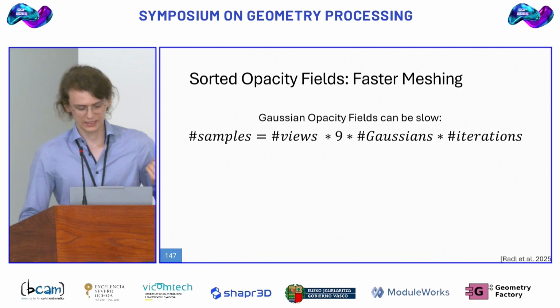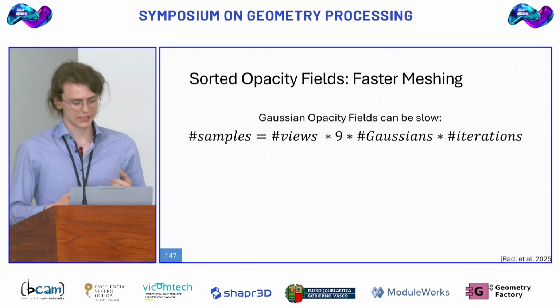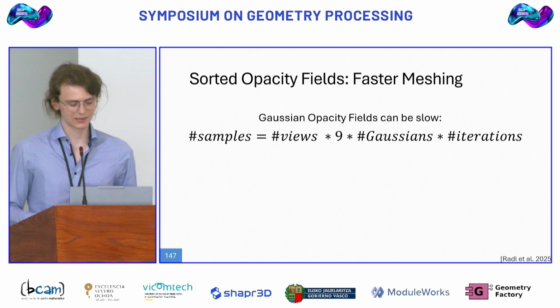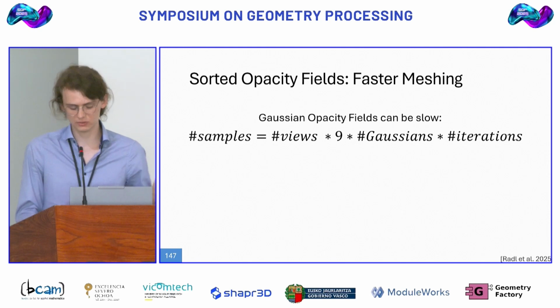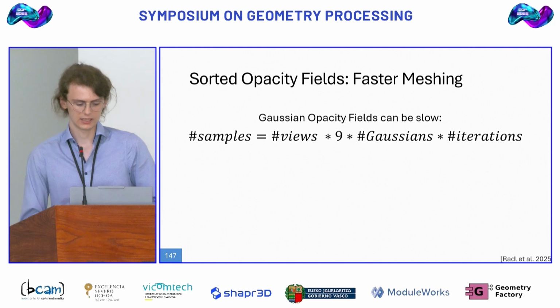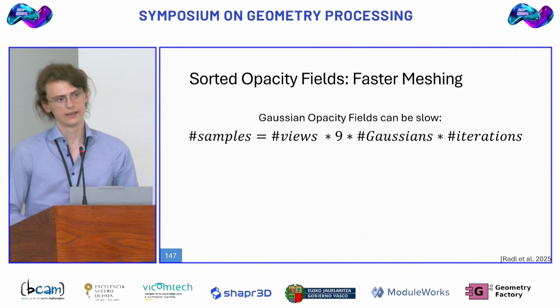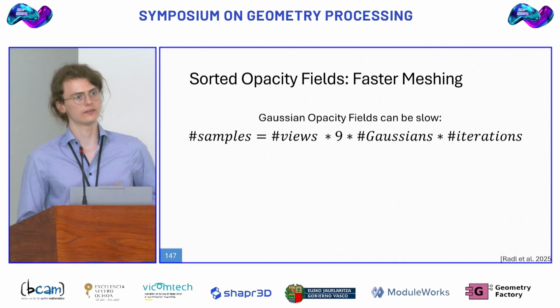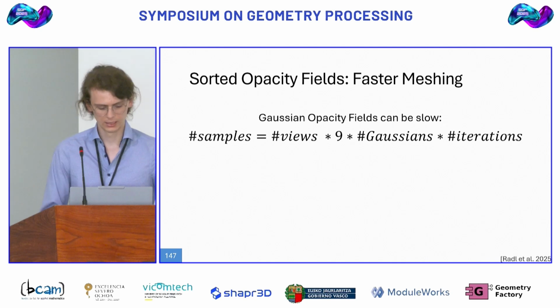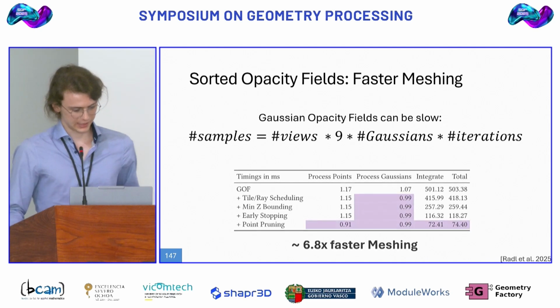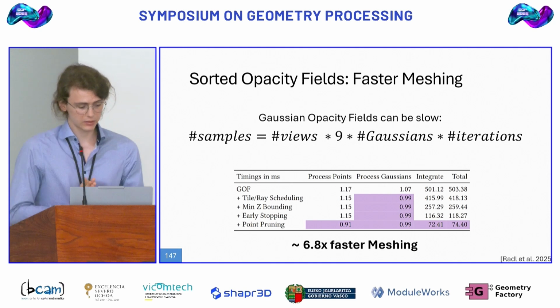Now, this is a generally good idea for larger scenes, but it can still be slow because the number of samples we need to take is equal to the number of training images we had. Then we need to sample each one of them 9 times for every single Gaussian in the scene. And if we want to do more refinement iteration, we have to do this again and again and again. So the performance of this sampling is very important.